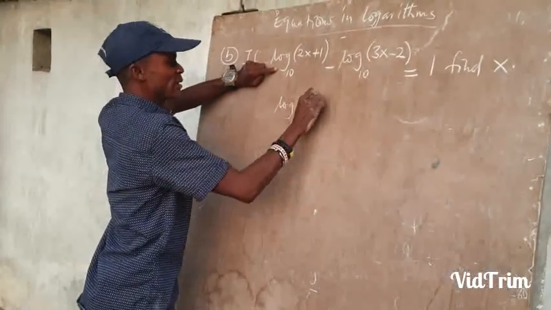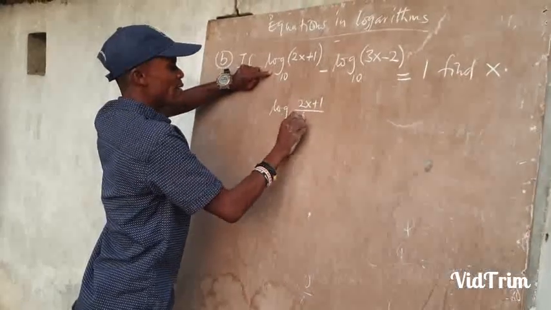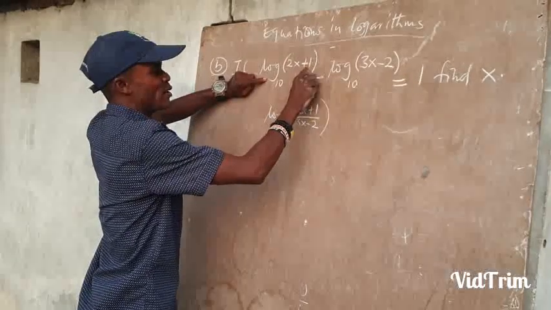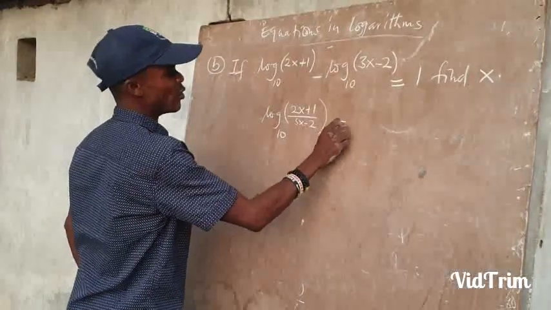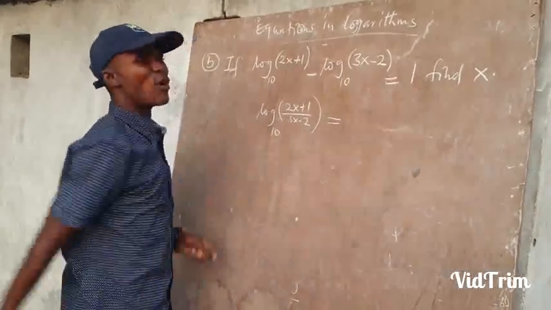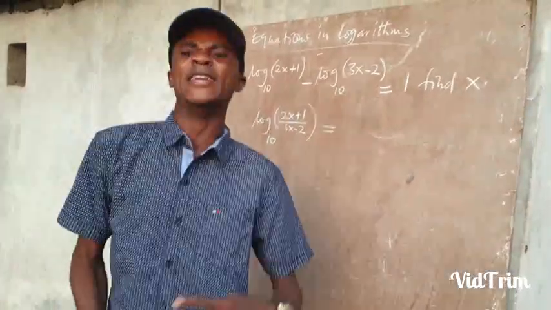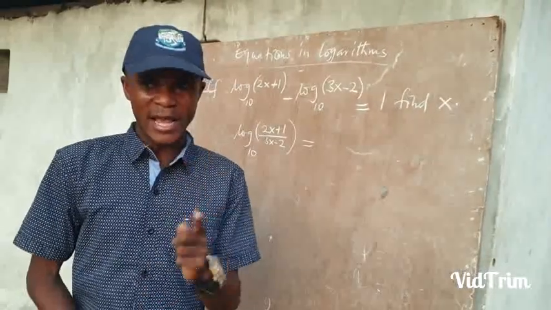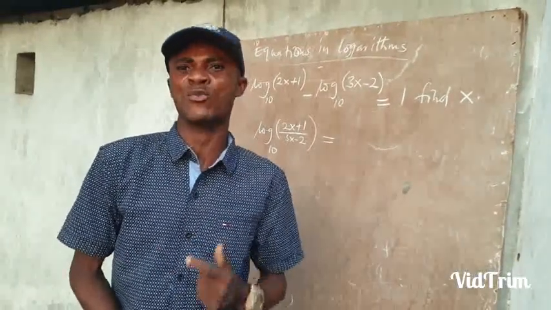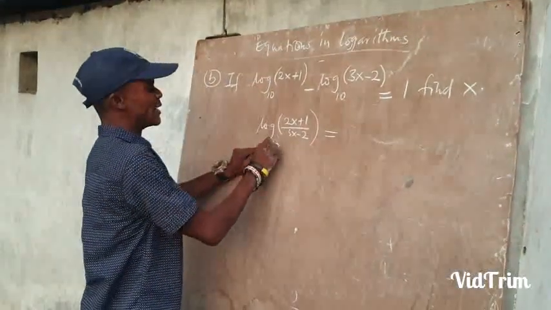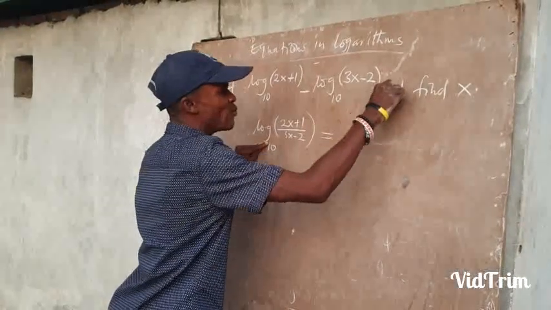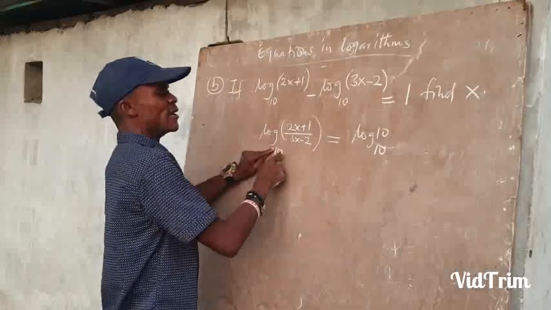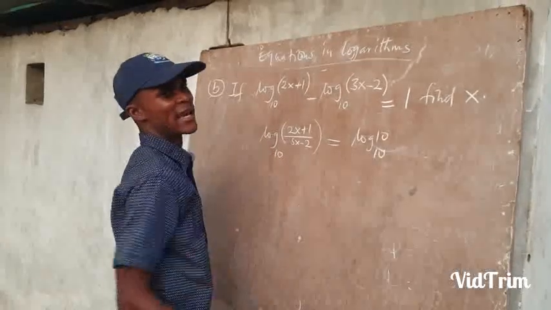We have 2x plus 1 divided by 3x minus 2. I have divided these two terms because of the subtraction sign. That is giving us 1 here. But we know very well that when you see 1 in logarithm, it means the log and the base are equal. Anytime the log and the base are equal, the result is 1. We are dealing with base 10 here. So when you want to write 1, you say log of 10 base 10. As far as the base is 10, you come here and say log 10 base 10. The answer is still 1.